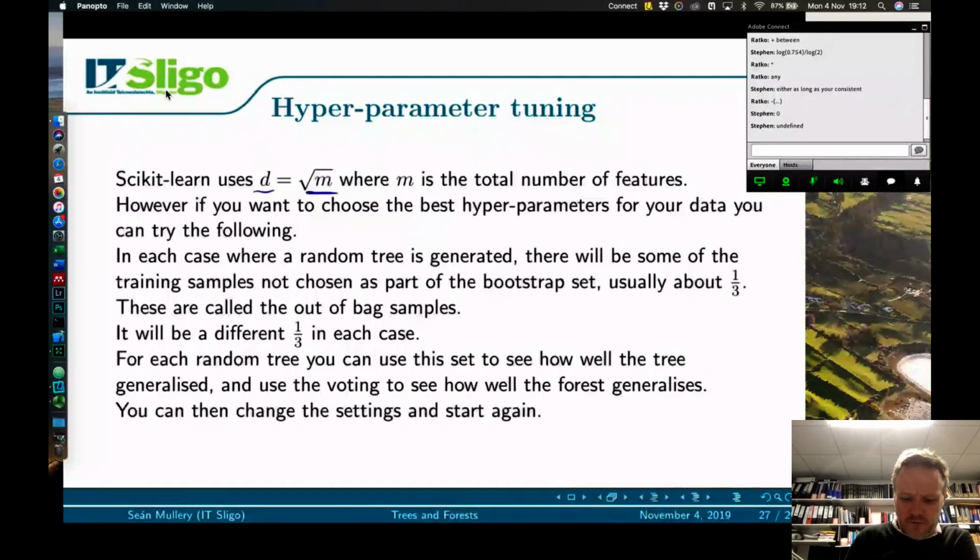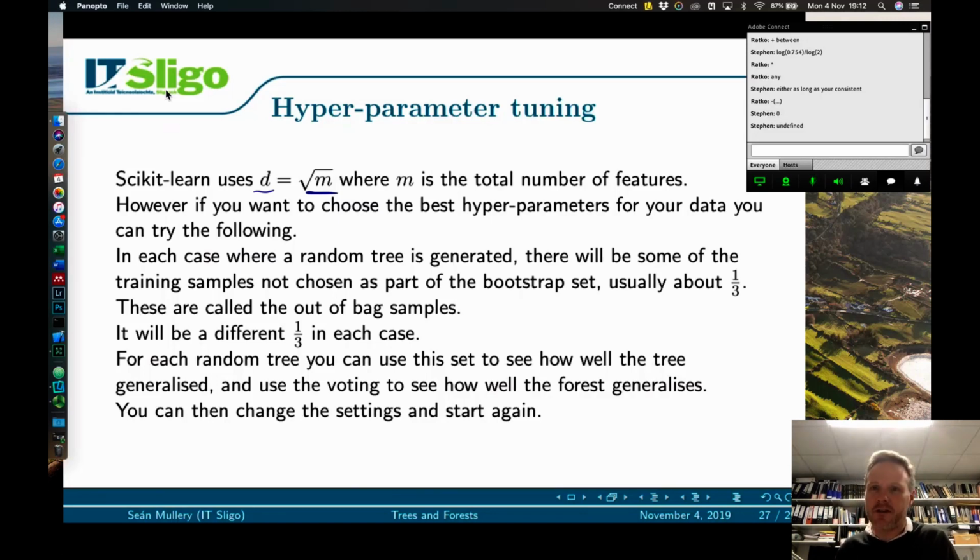These are called out-of-bag samples. It'll be a different third on each occasion, because each time you randomly choose, a different third or so will be left out. For each random tree, you can use this set to see how well the tree generalized. So the ones you didn't choose, you can try on the individual tree out of the random forest and see how well it generalized. Then you can use voting to see how well the forest generalizes overall, and then change the settings and start again.